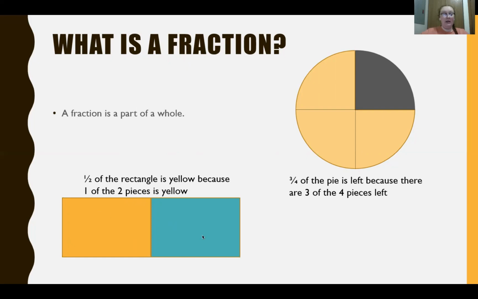Down here we have a rectangle. Half of the rectangle is yellow because one of the 2 pieces is yellow. So 1 of the 2 pieces.